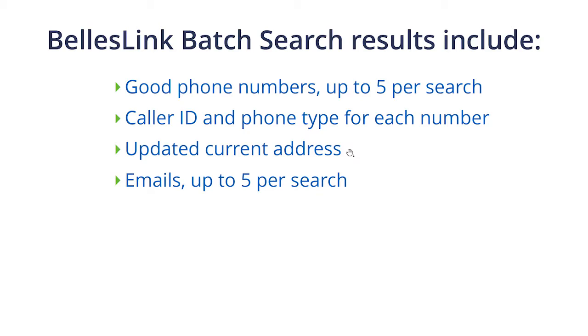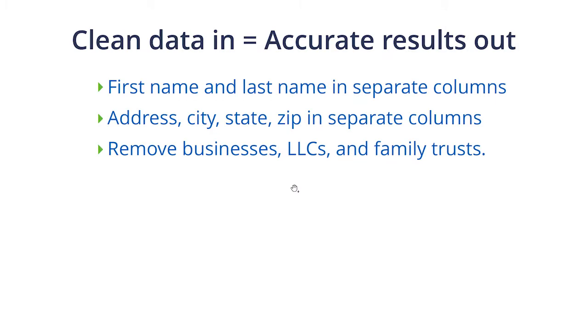Our results also include an updated current address. The address you search for may be included in that person's address history, but it might not be the most current address that we have. So when you get an updated address back in a result, that is what we believe is their most current address. And that would be useful for you for mailing or any other kind of contact. Also, we return up to 5 emails in with every search.